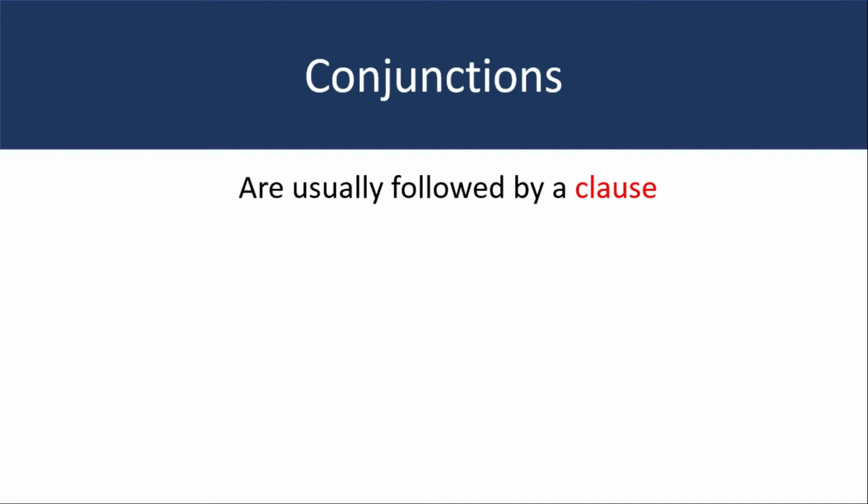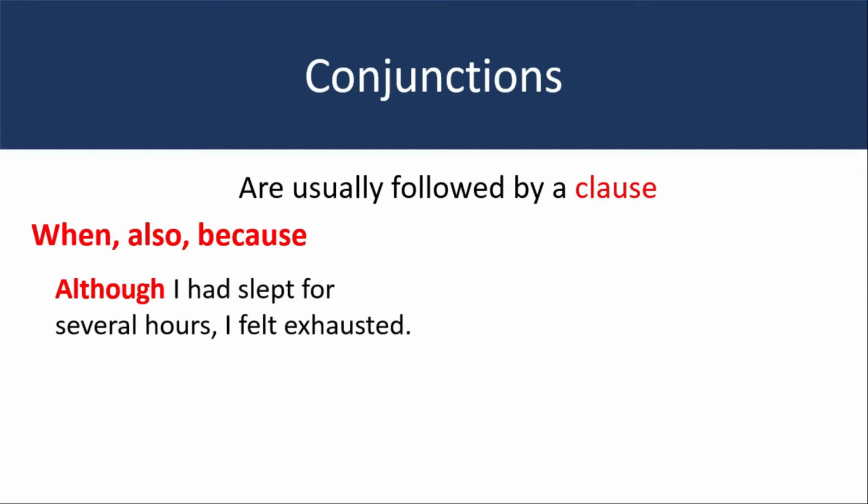Well, let's talk about conjunctions. Conjunctions are usually followed by a clause. And you know what a clause is. A clause is a phrase that makes part of a sentence. There are dependent clauses and independent clauses. Dependent clauses need a main clause or an independent clause to make sense. When, also, because, although. Okay, so although I had slept for several hours, I felt exhausted.